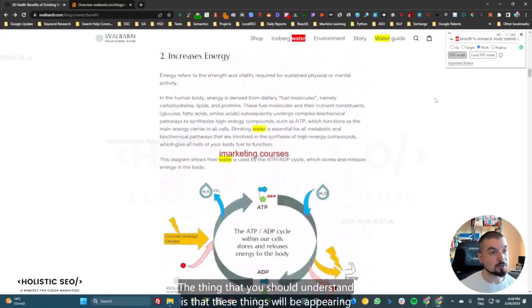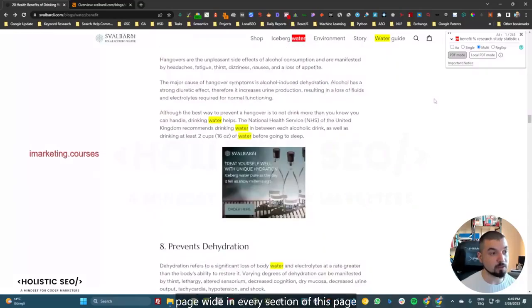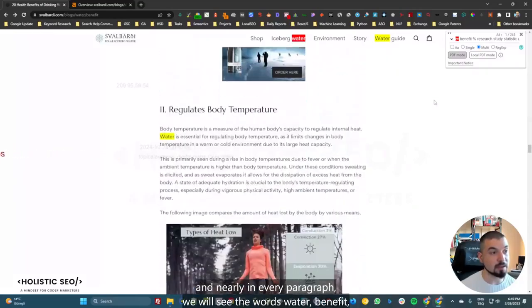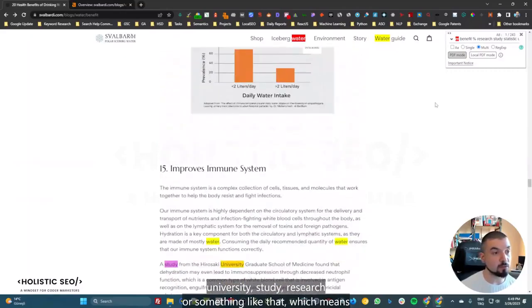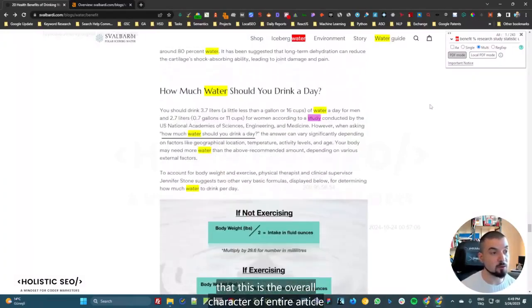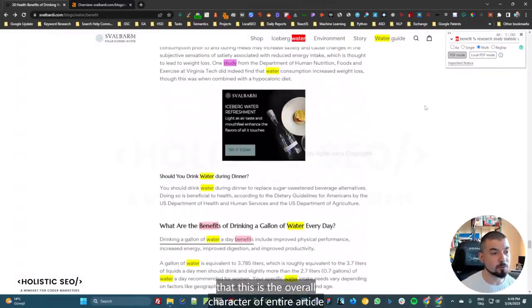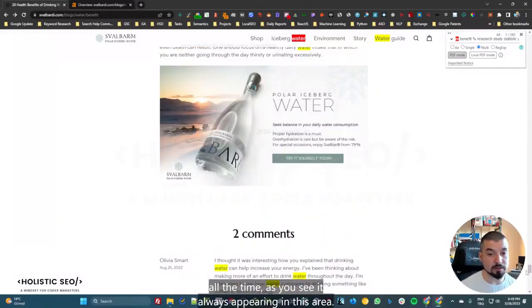The thing that you should understand is that these things will be appearing page-wide. In every section of this page, nearly in every paragraph, we will see the word voter, benefit, university, study, research, or something like that, which means that this is the overall character of the entire article all the time. As you see, it is always appearing in this area.